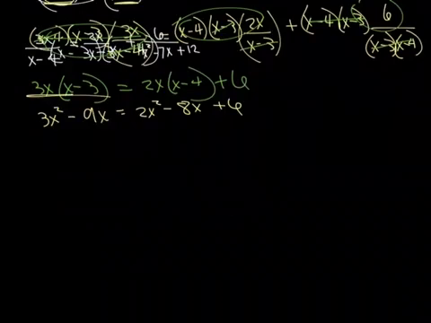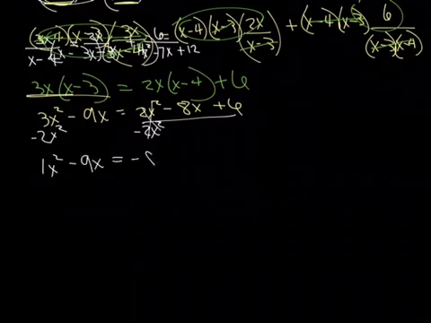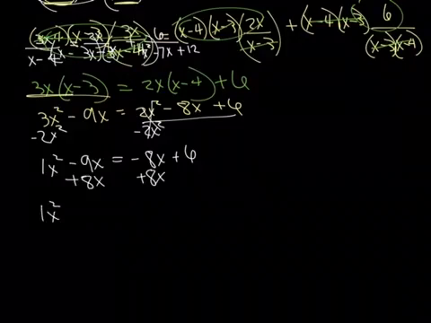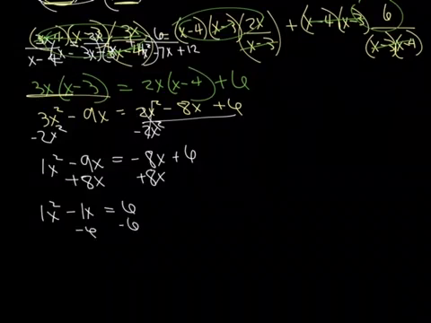Alright, so that gives me minus 3. Let's do something different. Let's move all of this over here. So minus 2x squared leaves me 1x squared minus 9x equals, and that went away, add 8x. Okay, subtract 6. And we have x squared minus x minus 6 equals 0.